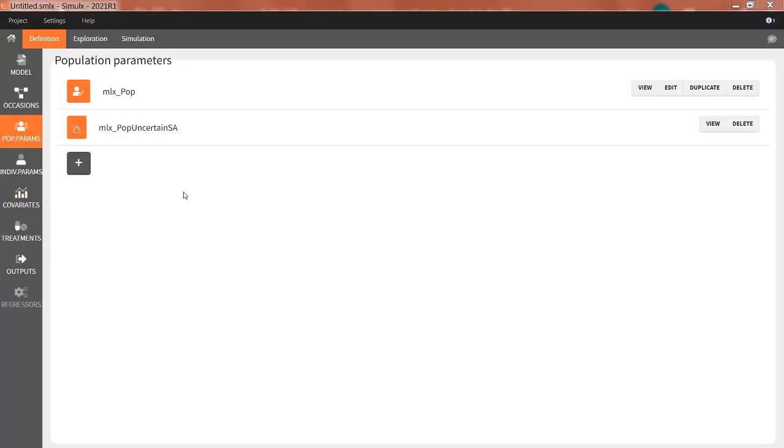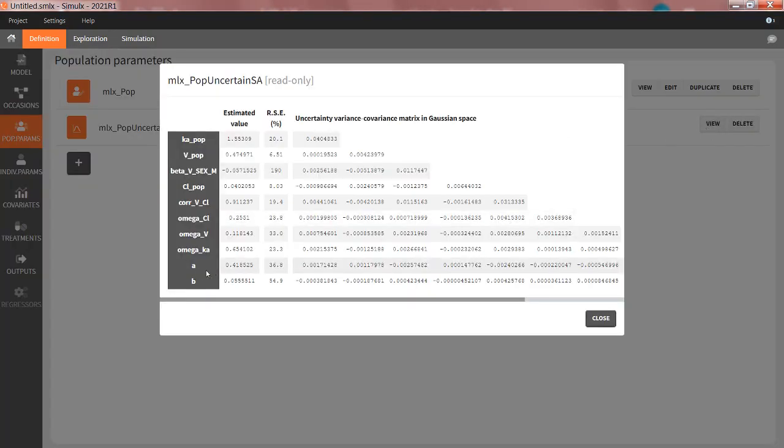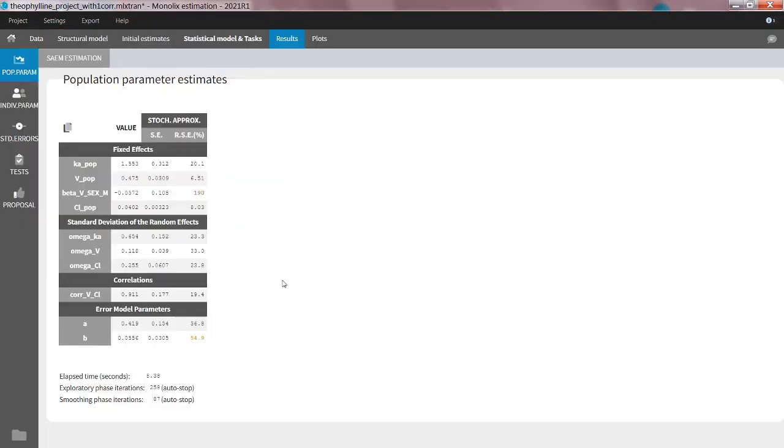Let's first check the information contained in this element. If I click on View, I see first for each population parameter the value estimated by Monolix and the relative standard error, RSE. They are the same as displayed in the Monolix graphical user interface here and here. The RSE represents the uncertainty of the corresponding population parameter, but it is not sufficient to sample sets of population parameters because it does not contain information about the correlation between the estimated values.